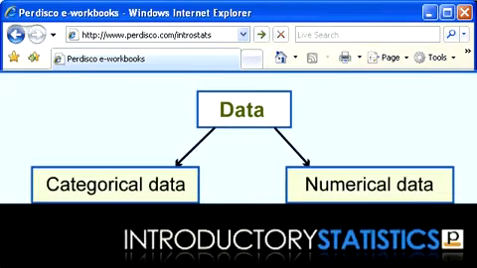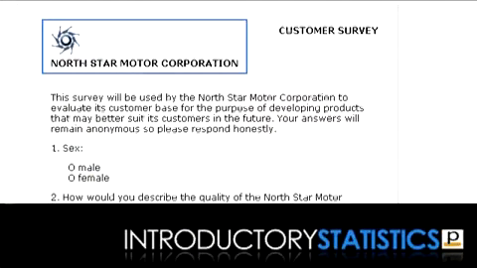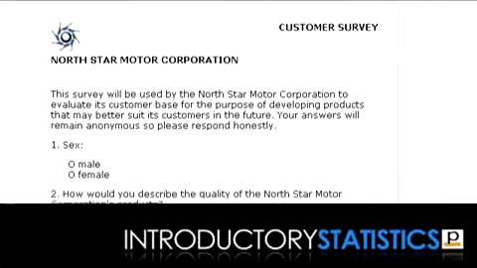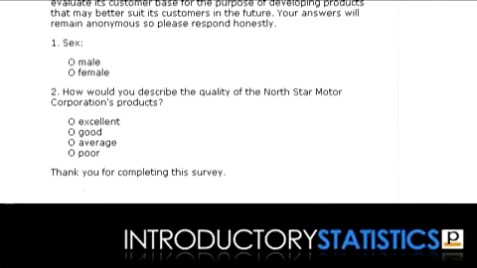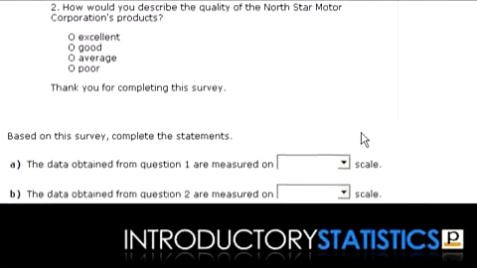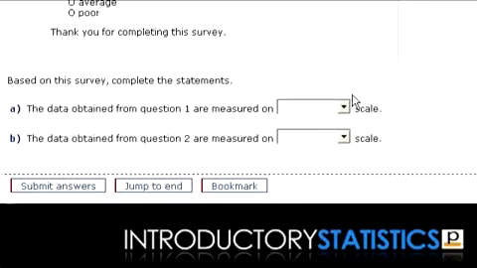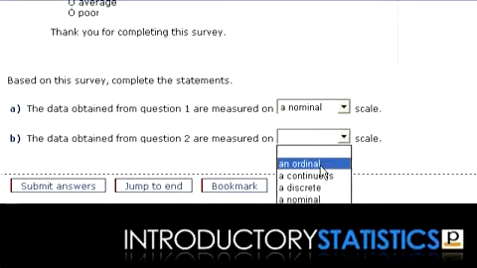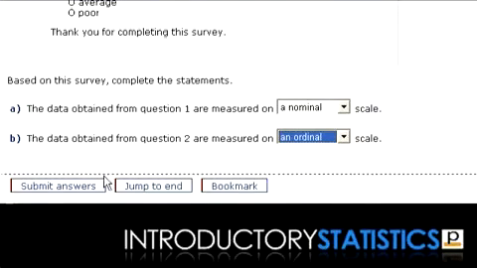Now, to get some practice at remembering these different types of data, let's use the PDISCO e-workbook and have a go at a question. So here we have a question where the North Star Motor Corporation has handed out a survey to its customers. In the survey they ask two questions, both of which produce categorical data. You're being asked what types of categorical data they are. So we'll submit our answers. The first question produces nominal data, and the second question produces ordinal data. And we submit that.